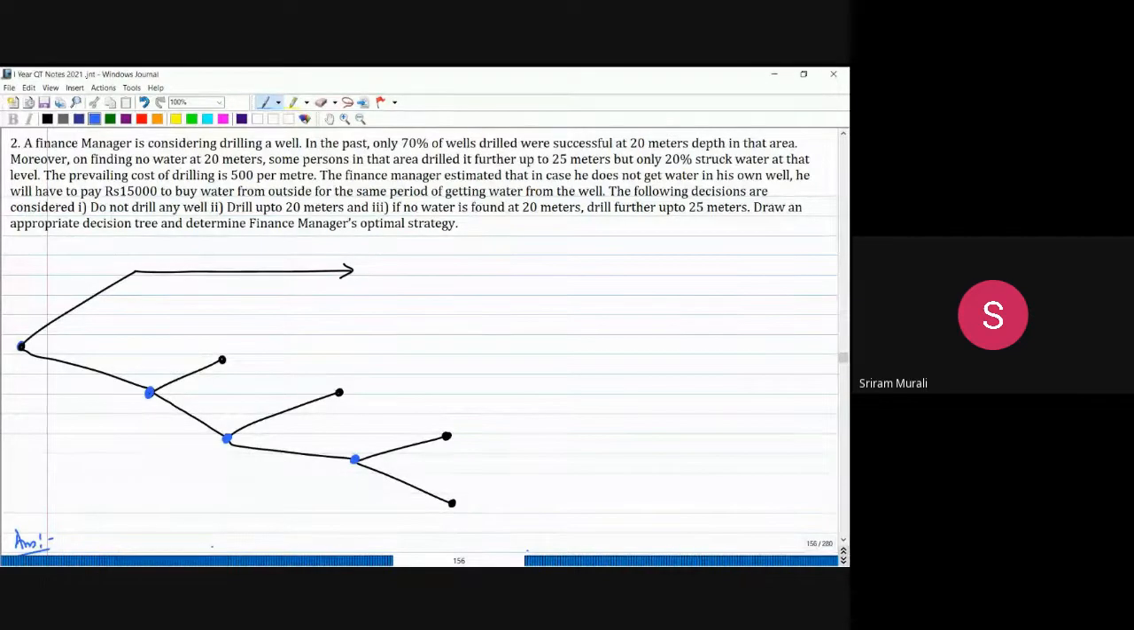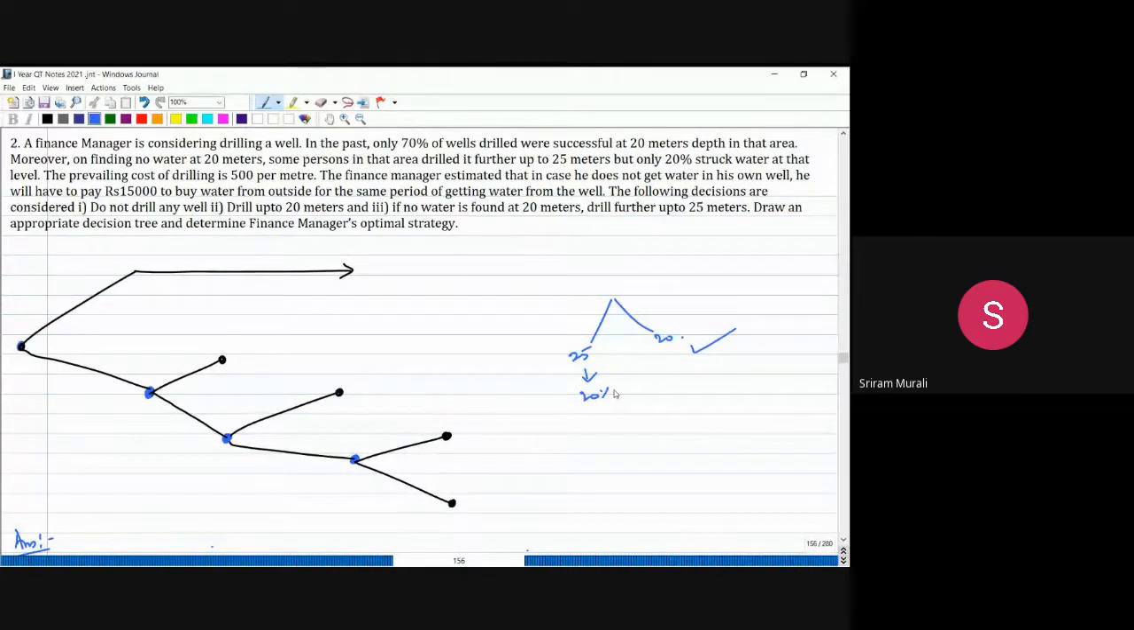If there are people who don't find the water in 20 meters and go up to 25 meters, then the water struck. So what is the cost of drilling per meter? 500. There are two cases arises. If I drill till 20 meters, if I get water, no issues. There are two in another cases. If I don't get water, I will go for another 25 meter, where I will get 20% of water. Drilling cost per meter is 500.